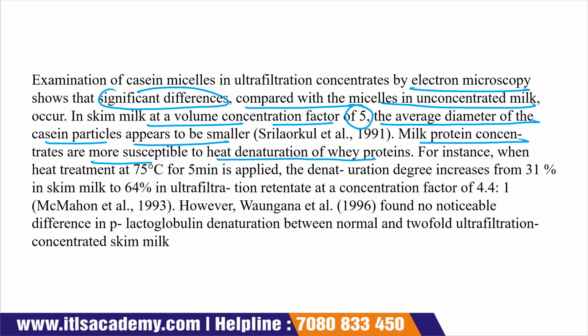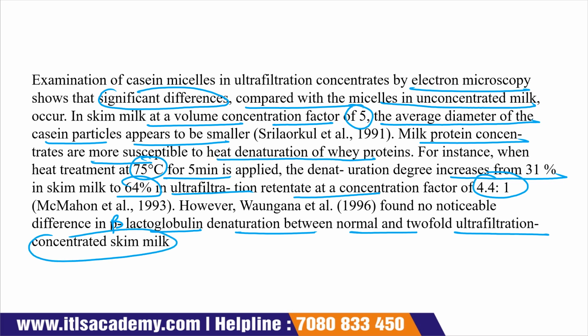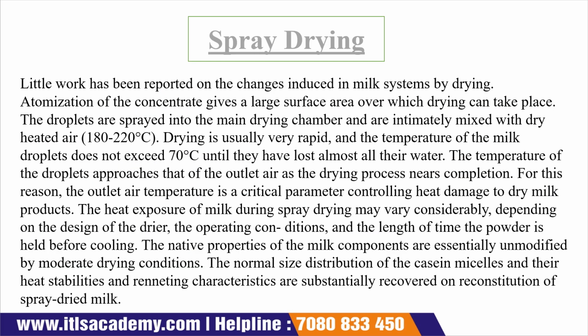For instance, when heat treatment at 75 degrees Celsius for 5 minutes is applied, the denaturation degree increases from 30% to 64% in ultrafiltration retentate at a concentration factor of about 4.4 to 1. However, Wongna et al. 1996 also noticed a difference in beta-lactoglobulin denaturation between the normal and two-fold ultrafiltration concentrated skim milk. Now, next is spray drying.